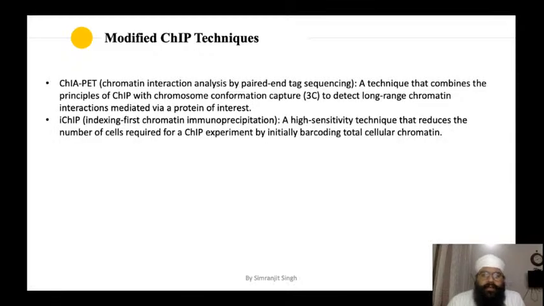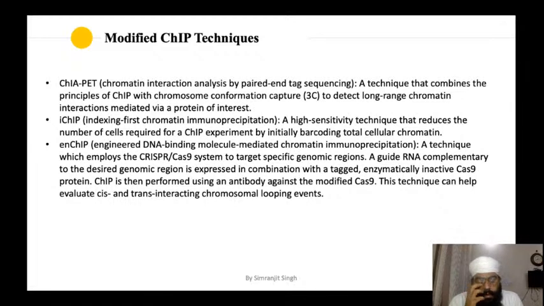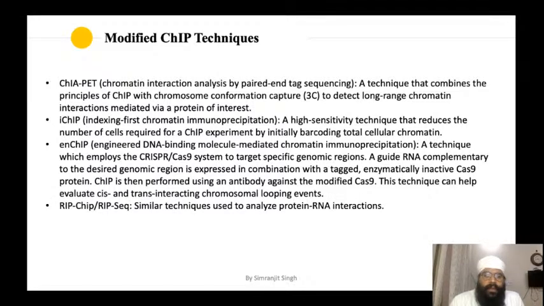Then iChIP, indexing-first chromatin immunoprecipitation, a high-sensitivity technique that reduces the number of cells required for ChIP experiments by initially barcoding total cellular chromatin. Then enChIP, engineered DNA-binding molecule-mediated chromatin immunoprecipitation. This technique employs the CRISPR-Cas9 system to target a specific genomic region. A guide RNA complementary to the desired genomic region is expressed in combination with a tagged, enzymatically inactive Cas9 protein. Then there is RIP-chip and RIP-seq, which are used to analyze protein-RNA interaction.